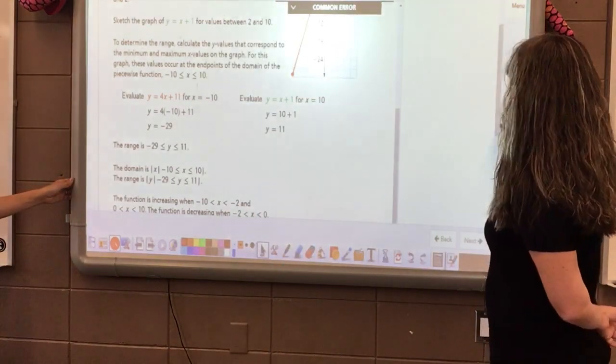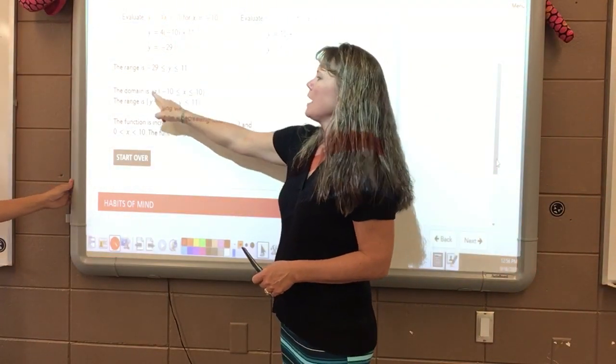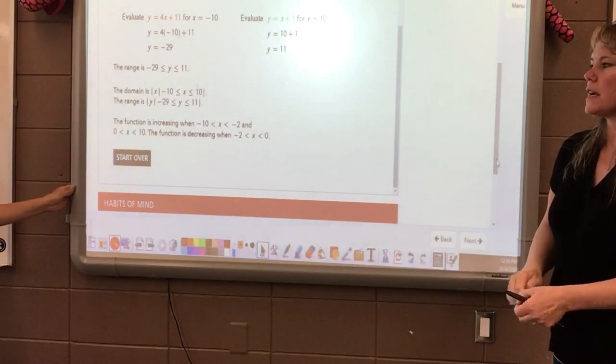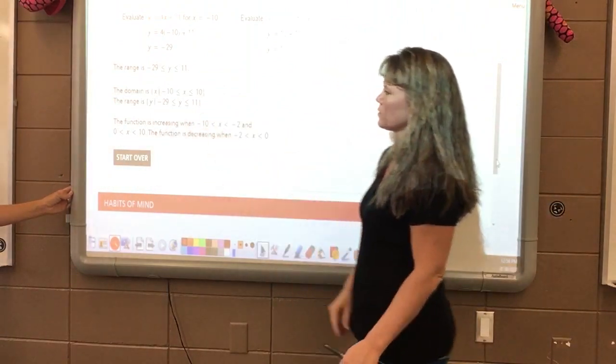And they're going to demonstrate for you that set builder notation once again, where it's just a good old inequality. X such that x is between negative 10 and 10. Y such that y is between negative 29 and 11.